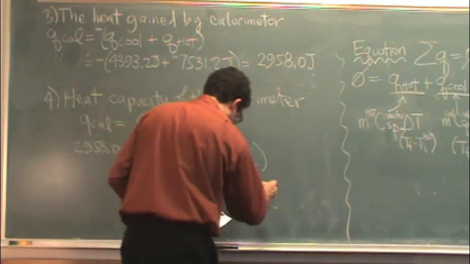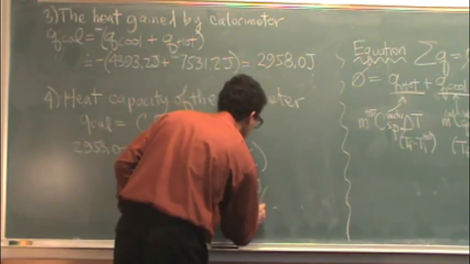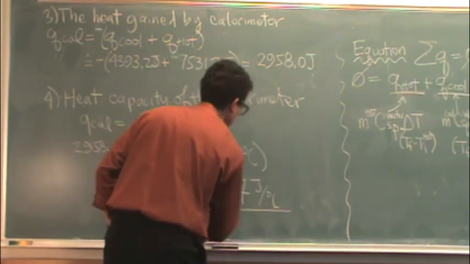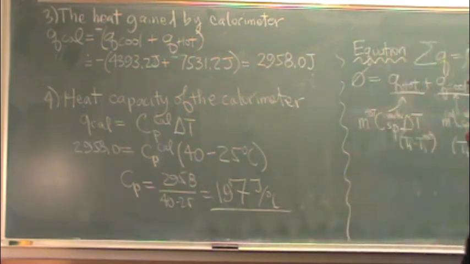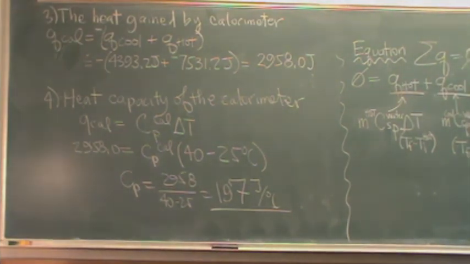And that's going to turn out to be, in our case, 197 joules per degree C. That's what we got. This better be a positive number or something has gone wonky when you've done the calculation. And we're done with part one.